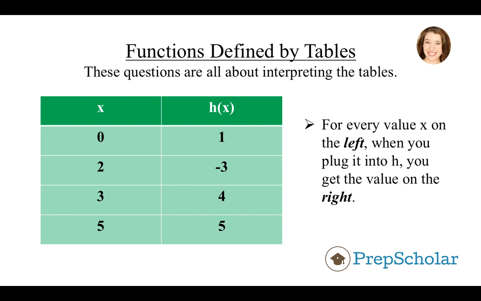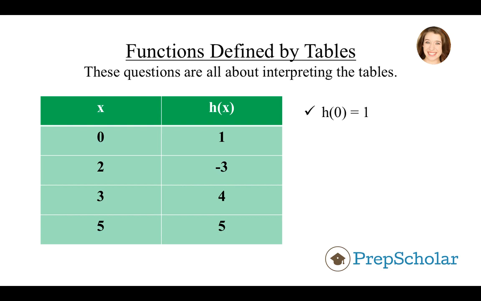For every value x on the left, so 0, 2, 3, and 5, when you plug it into h, you get the value on the right, 1, negative 3, 4, and 5. So basically, we're plugging in the numbers in the x column in order to get the numbers in the h of x column. Now, if that seems a little bit confusing, don't worry. We're going to do a lot of practice problems to make sure that you completely understand how this system works. Let's go ahead and start with the first one.